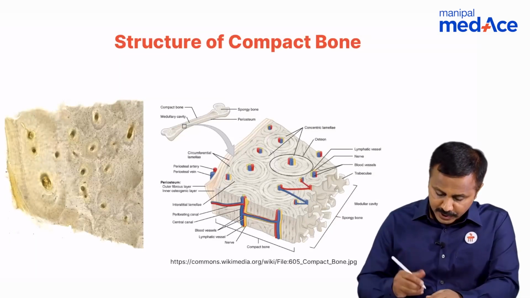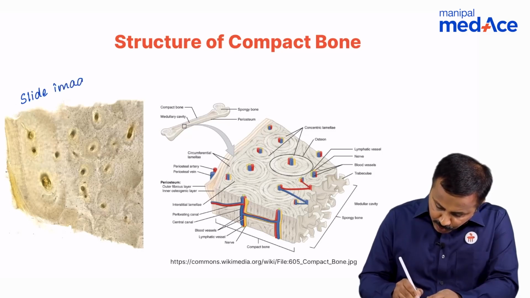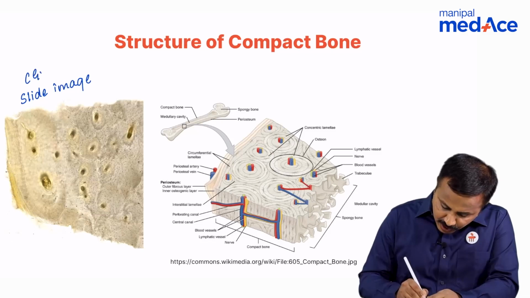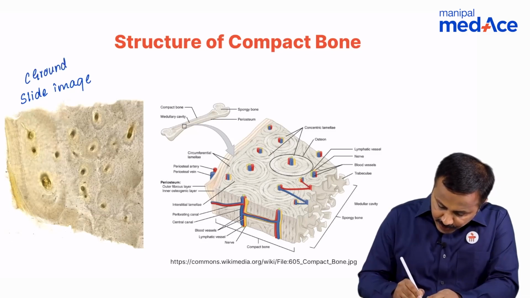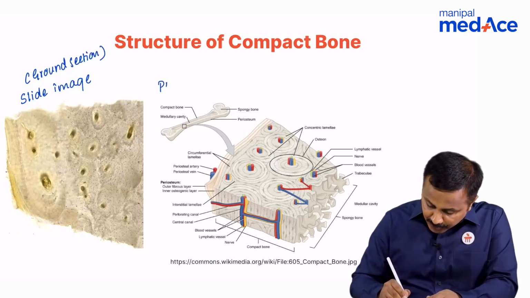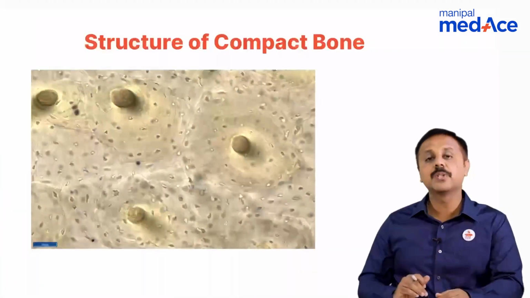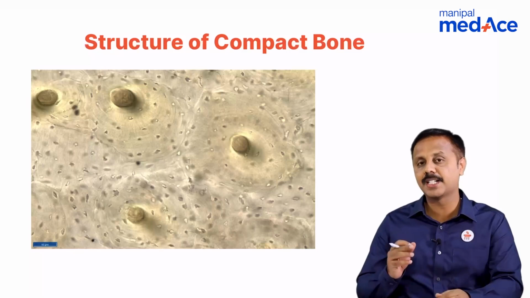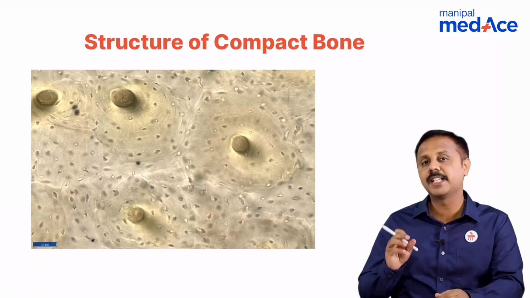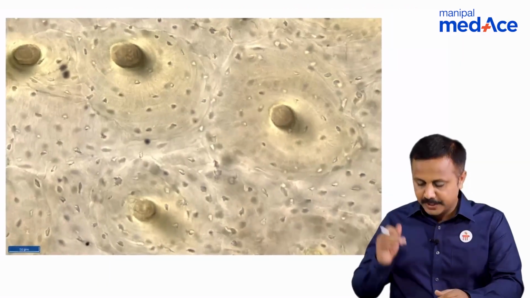What we will do for this is, we will actually see the slide image taken from the bone tissue, and remember, this is a ground section, right? What is a ground section? We will learn a little bit later. So this is a slide image and this is the pictorial representation of the structure. Let's see a magnified image and let's try to understand how exactly these canaliculi look. Let's enlarge this further again.